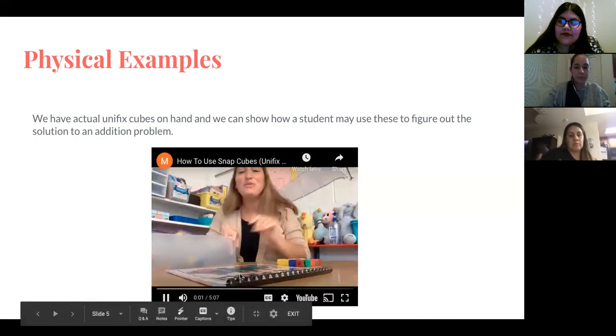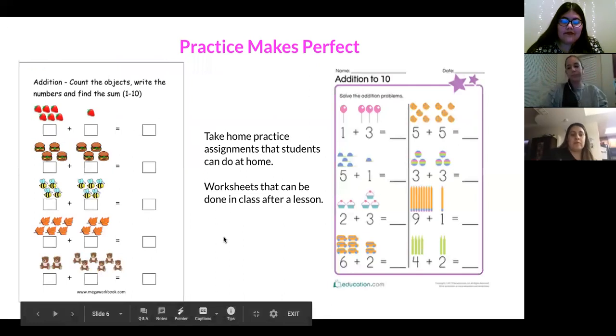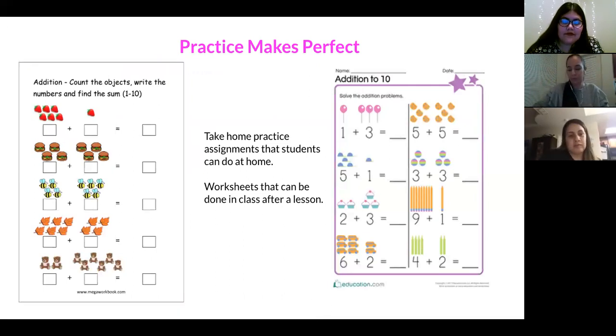Hi, kindergarten friends. It's me, Mrs. Practice Makes Perfect. Here we have examples of the worksheets that we would give the students. And the strawberries, like on this worksheet, can represent the cubes. So they would just work it out. They can take it at home and practice, or they can practice within the classroom.